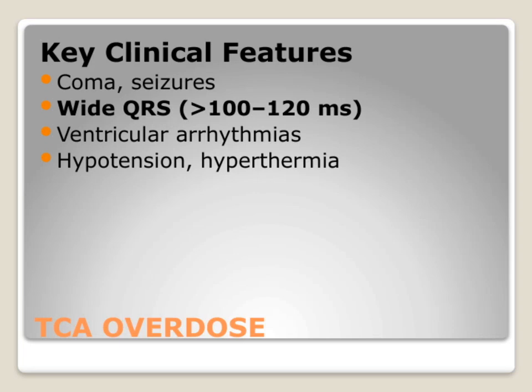Let's go over some of the key clinical features we see in TCA overdose. First, patients often present with coma, which indicates a significant level of central nervous system depression. Seizures are also common, reflecting the neurotoxic effects of these drugs at high doses. On the cardiac side, one of the hallmark features is a widened QRS complex, typically greater than 100 to 120 milliseconds. This widening signals delayed ventricular conduction, which can be a precursor to more serious arrhythmias.